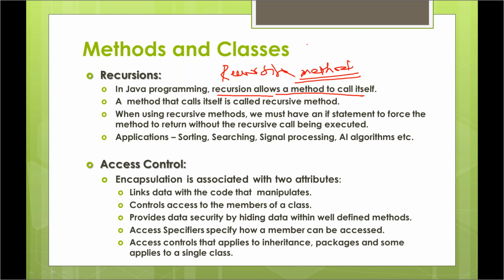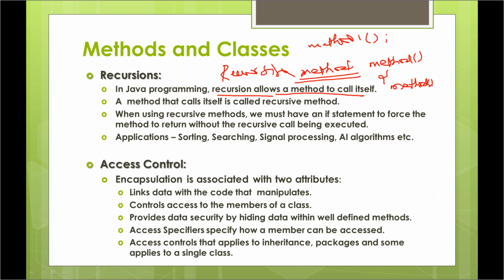Say, for example, I have some method 1. Inside this method you call the same method. This is called recursion. A method which we have defined calls itself to achieve some goal or to perform some action. That is what is called recursion.